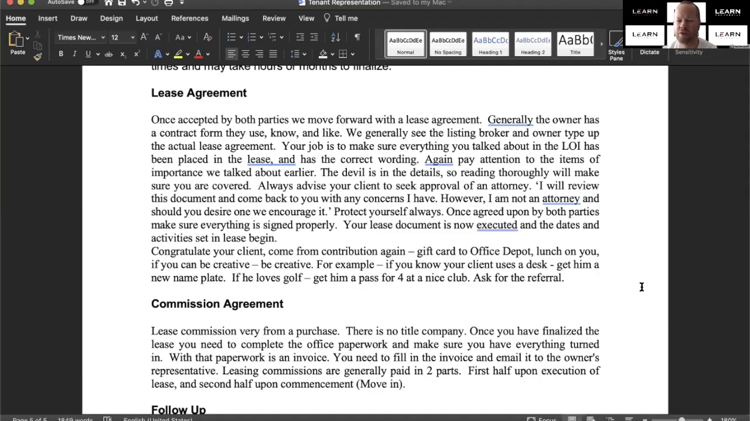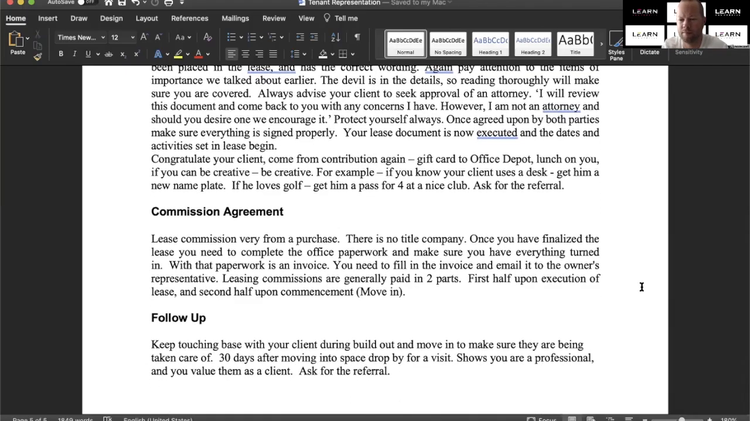Leasing commissions are generally paid in 2 parts. First half upon execution of a lease, and the second half upon commencement, move-in, or when they start paying rent. So we have to invoice twice. First, upon execution, we're expecting to get 50% of our commission that day or within 30 days. And then the second they open for business or whatever you agreed upon in that lease agreement, invoice again, and then the second half comes in that way. That's just the way it's done.